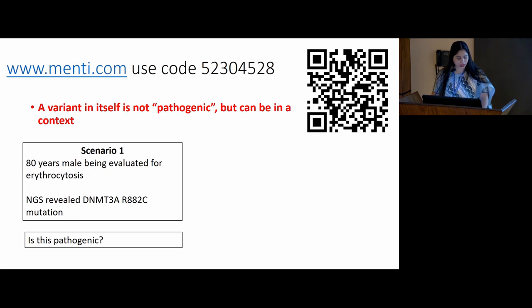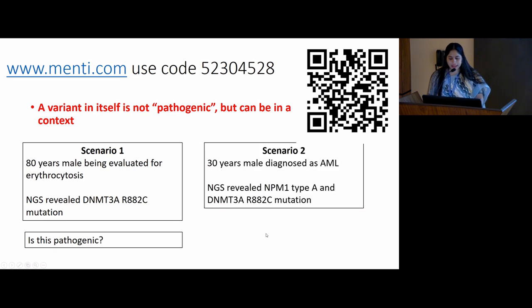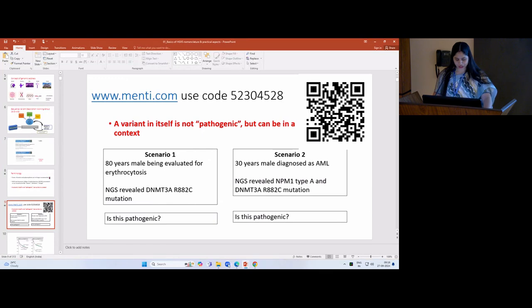Yeah. So I guess the answer is 50-50. As per people who are practicing here, we would know that this could be age-related clonal hematopoiesis, and we would not really worry that much for this case. But in a patient of AML who has this same mutation along with NPM1, now do we think it is significant? Yes.